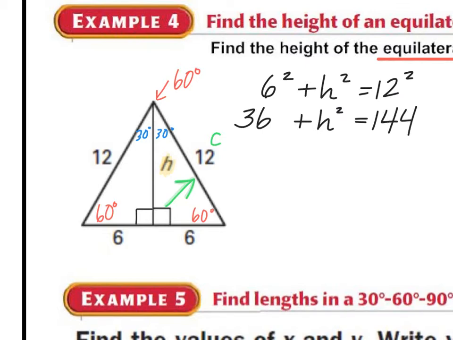Because we're solving for A and B, but we're solving for a leg, you have to subtract 36 before you can take the square root. Just a reminder.